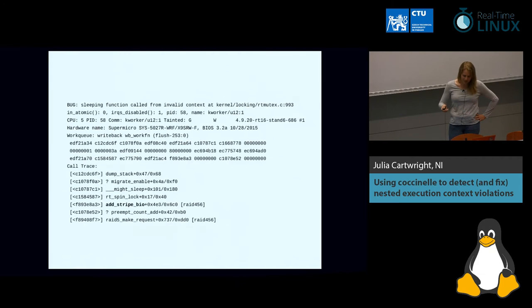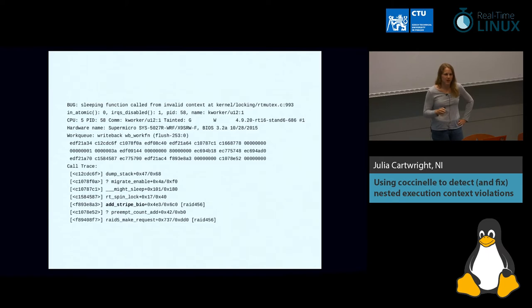So I wanted to talk about a few. If you follow it long enough, you'll see that there's a clear pattern in problems that people are running into with PREEMPT_RT. And I'm going to talk about the problems that are hit and using static analysis tools like Coccinelle to resolve them in some meaningful way.